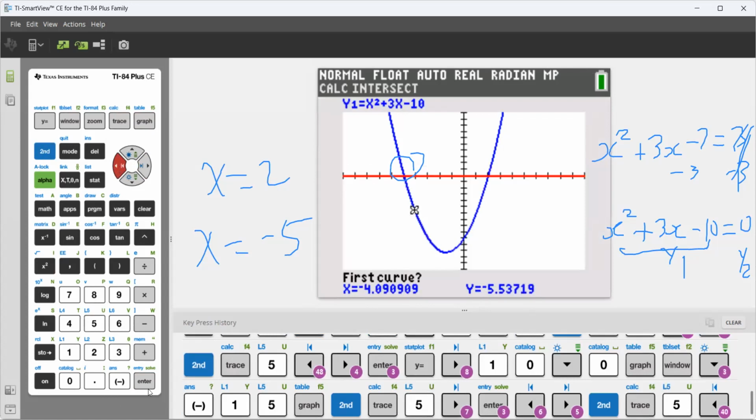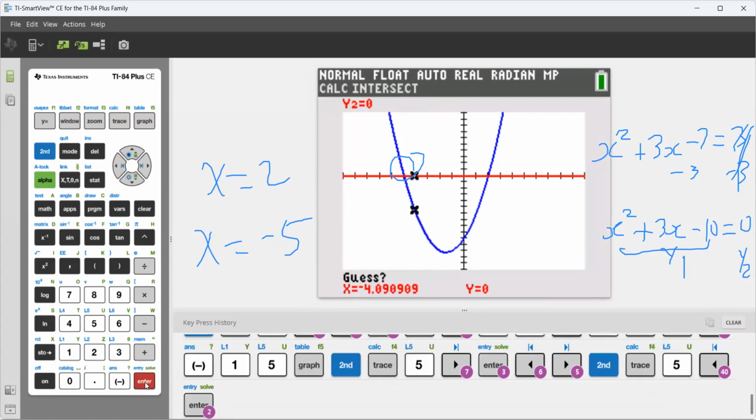And then I do enter, enter, enter. And I have negative 5. But again, y is 0. Why? Because now we are dealing with the x-axis where y is 0. And that's all you do, okay? So you have two options.